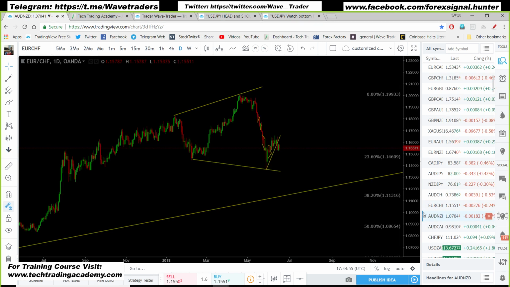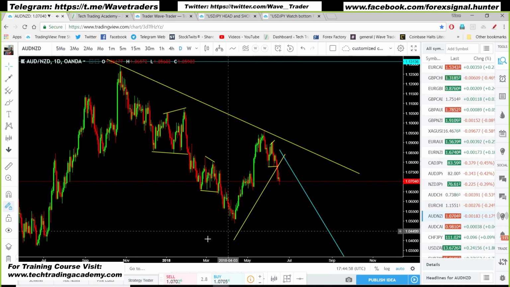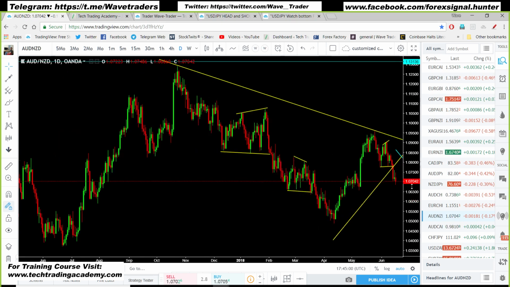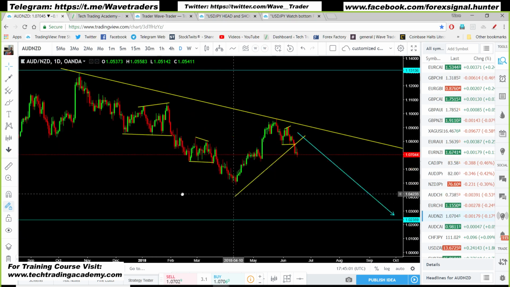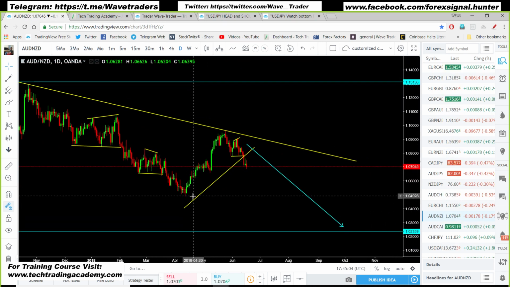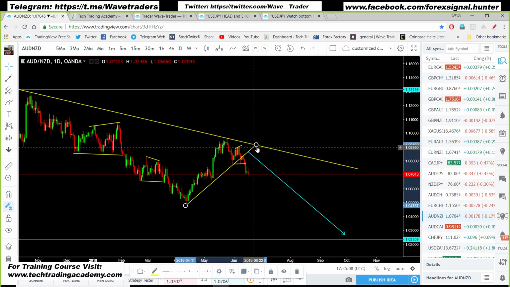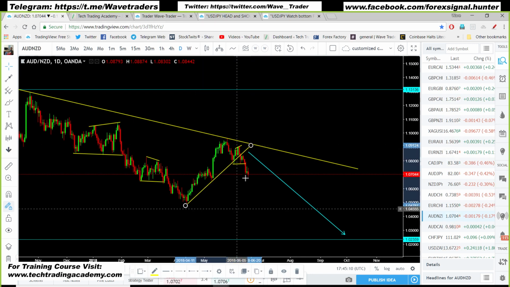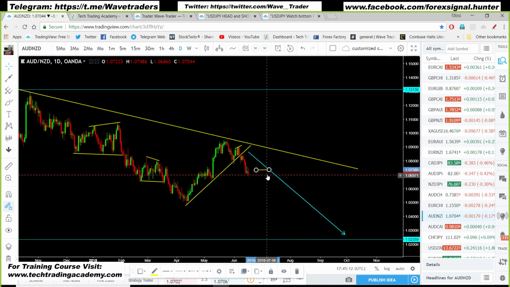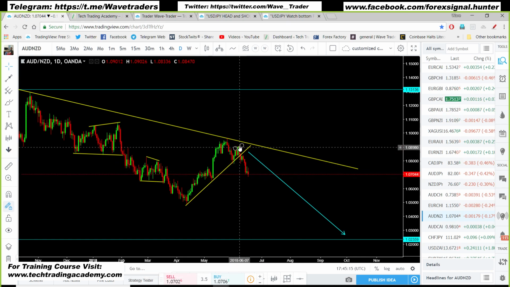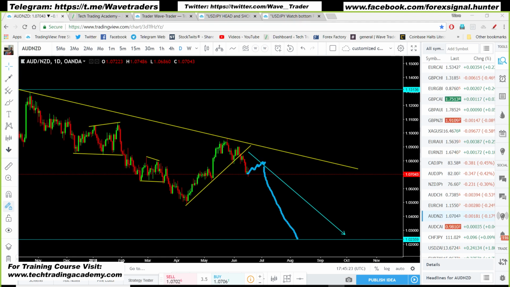So Aussie New Zealand dollar, continuation and more downside. I have shown you that drop. Price even started to fall before that. We haven't seen a change in pattern formation. Price just keeps falling. What you can do now on this pair is wait for it to give you another correction before you join that fall. Watch for another correction and then join that fall.